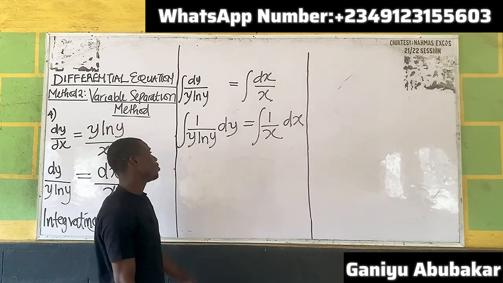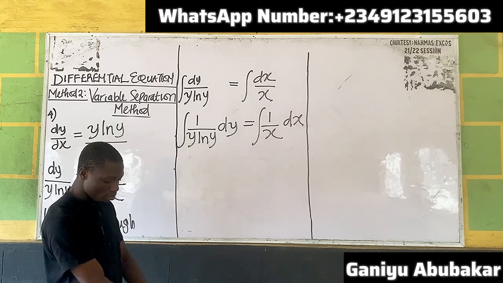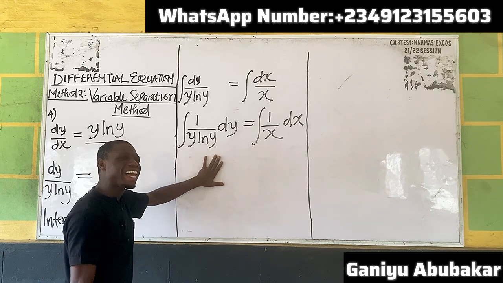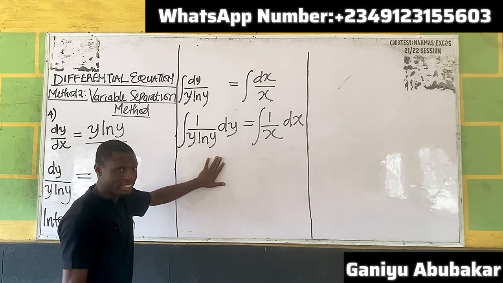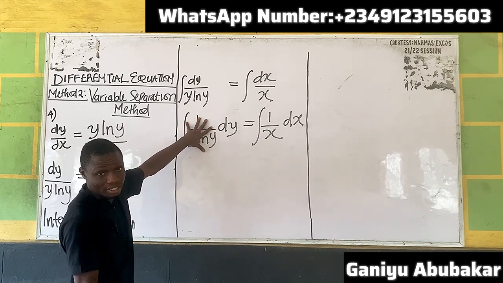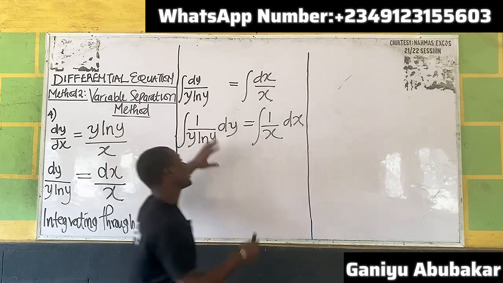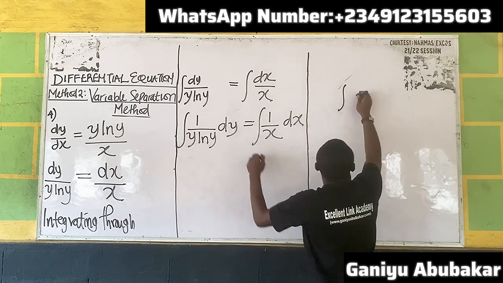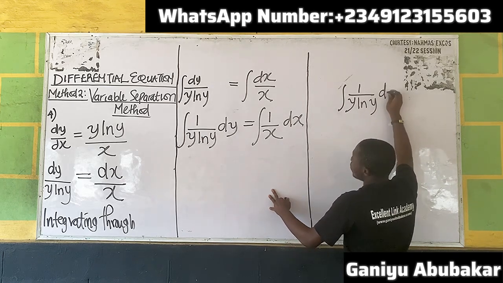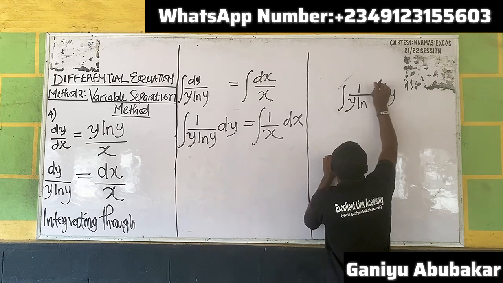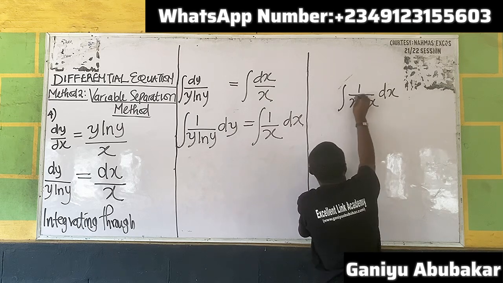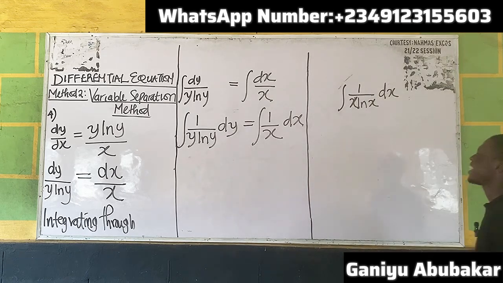We know that, no problem. How do you integrate this? For better experience and better understanding, I'll express everything here in terms of x because we are always familiar with x. So let's take this out. If I have the integral of 1 over y ln y dy, I'll take everything as x. Let's use x all through. So I have the integral of 1 over x ln x dx.